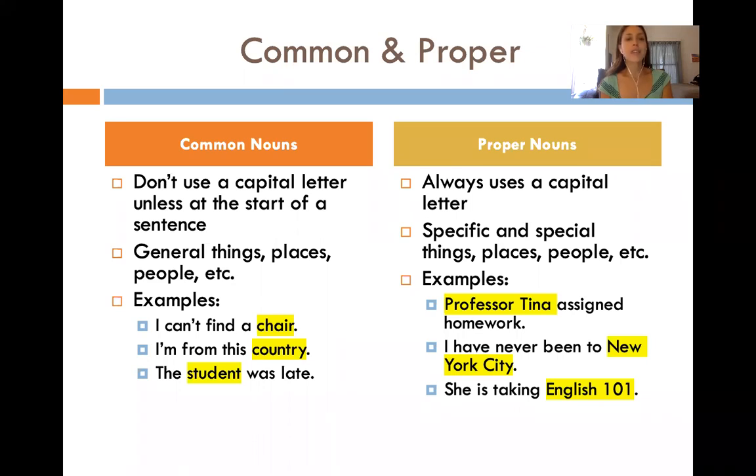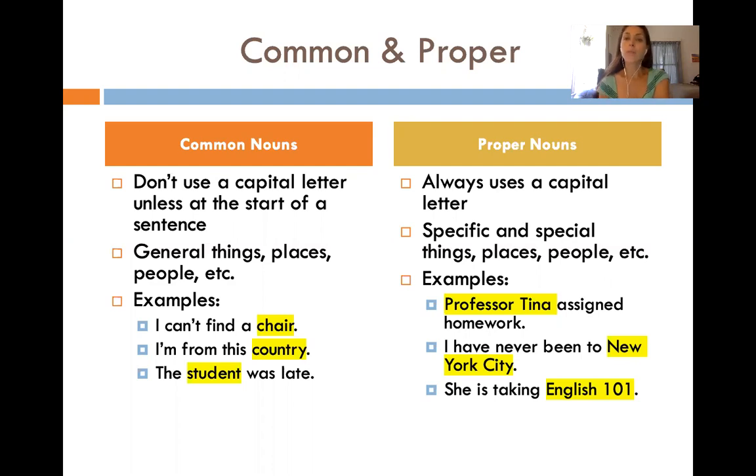Common nouns do not use a capital letter unless at the start of the sentence. We talk about common nouns as general things, places, or people. So for example, I can't find a chair. I'm from this country. The student was late. So we're talking about chair, country, and student as common nouns.